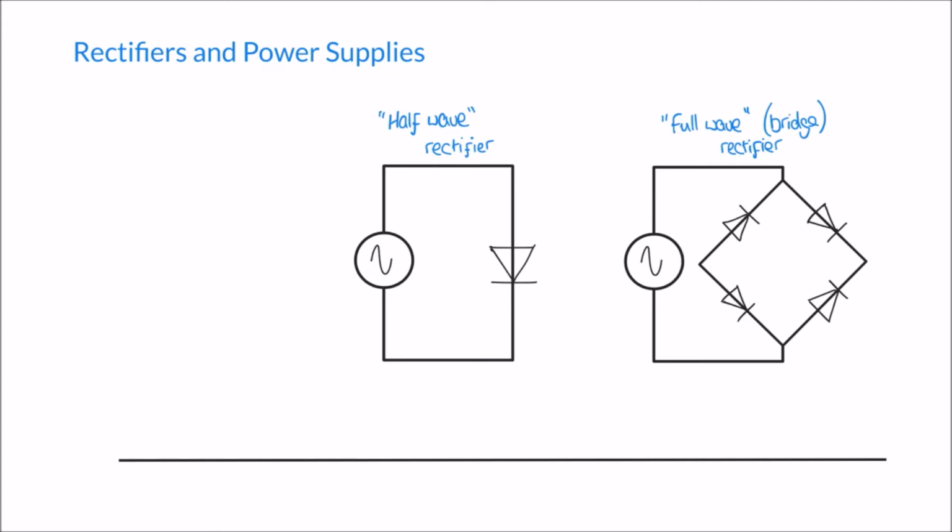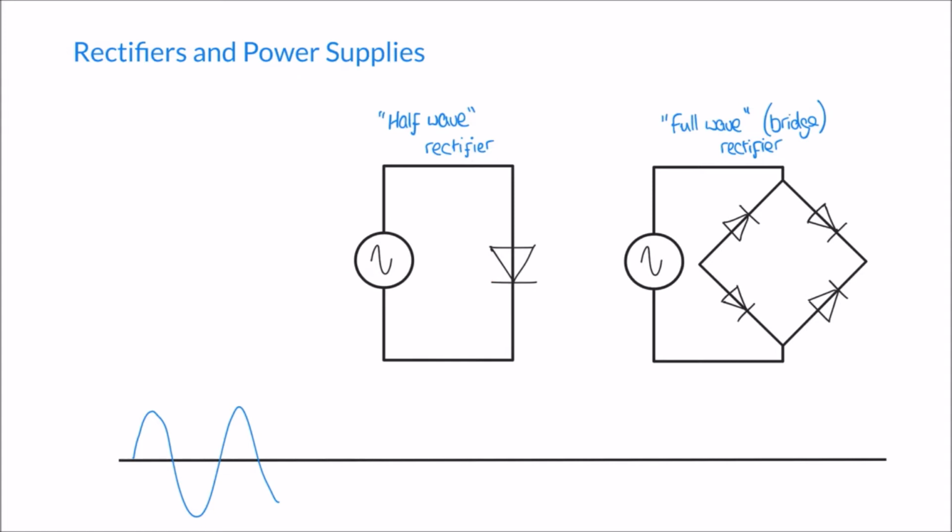So let's have a look at a quick example here. Let's say we have an AC waveform, like the one in the bottom left here. If we imagine that this waveform is produced by this AC voltage source here, we can see that this power supply is connected to a diode.